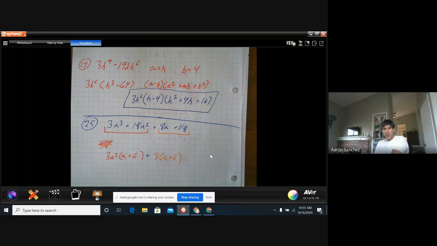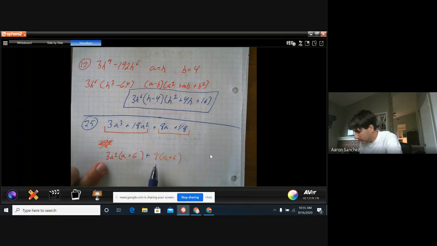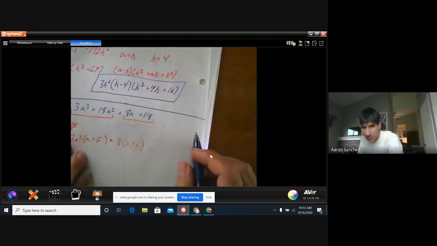Okay, now notice how they both have an a plus 6. The best way I could describe this is we can write our final answer as a factored form, because what I can basically do, and I'm not going to write it this way, is factor out an a plus 6. Let me do one on the side here.